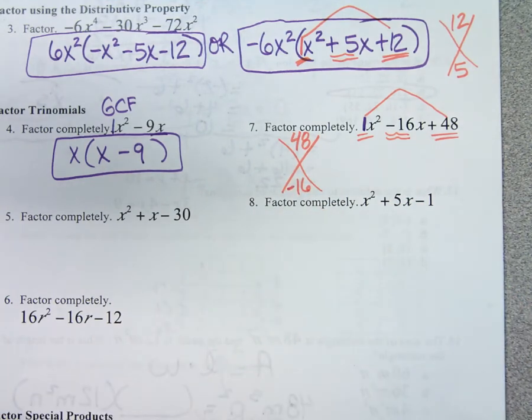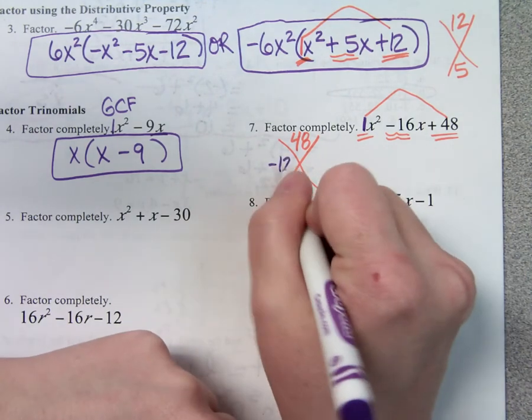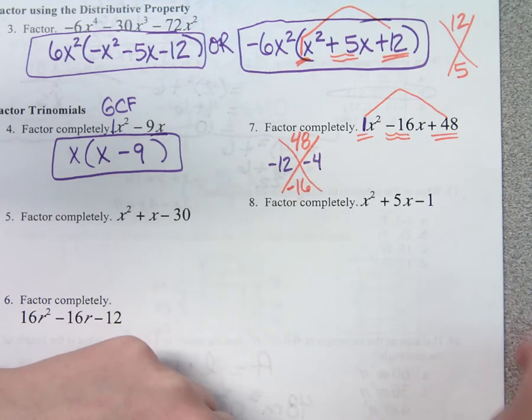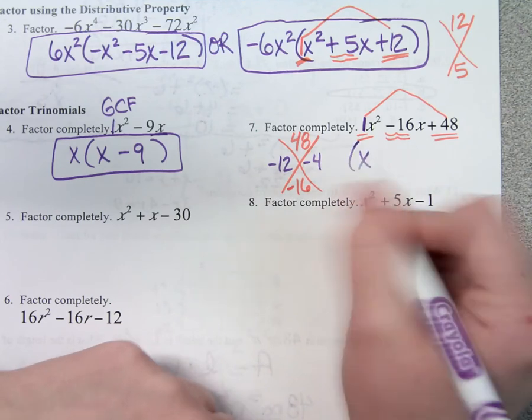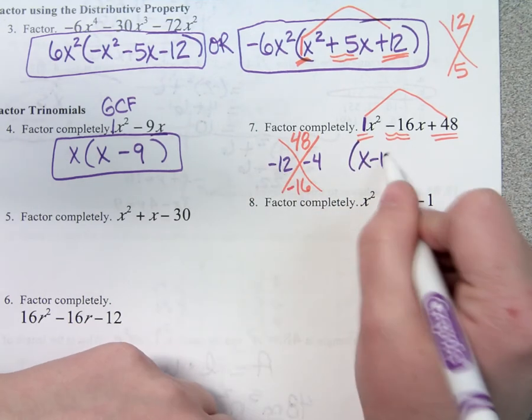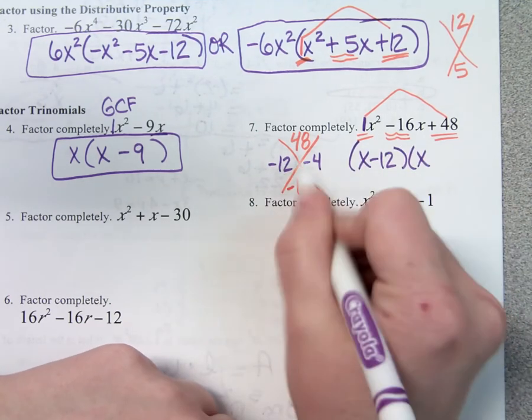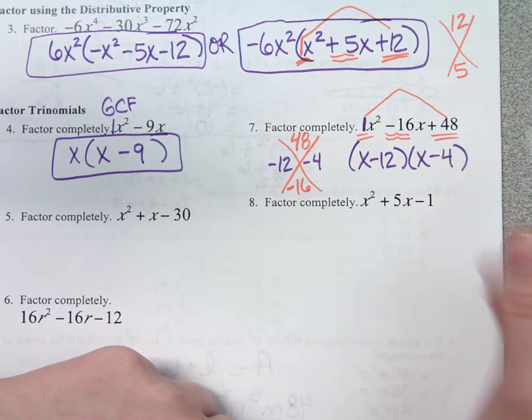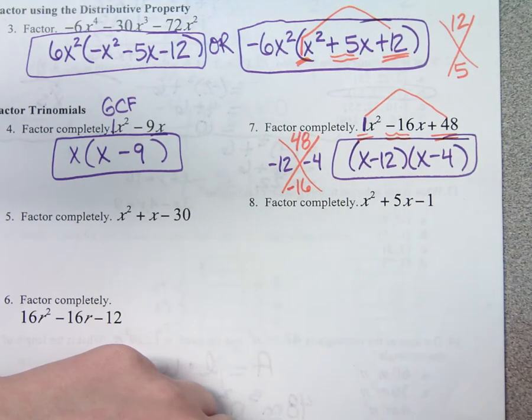So what numbers multiply to be 48 that add to be a negative 16? It would be a negative 12 and a negative 4. Okay, because of the 1 in front, I can shortcut. So it's going to go x with a minus 12, and x with a minus 4. And there it is. Shortcut.